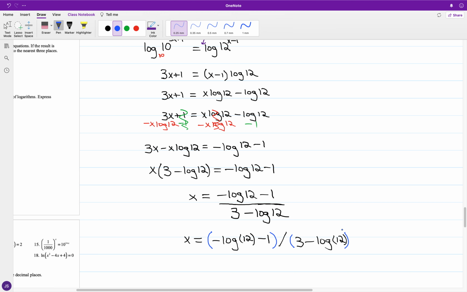So for what we have here, we've got again the negative of the base 10 logarithm of 12 minus 1, divided by, again, all of 3 minus the base 10 logarithm of 12. Okay, so to the nearest 3 decimal places, x will be about negative 1.082.